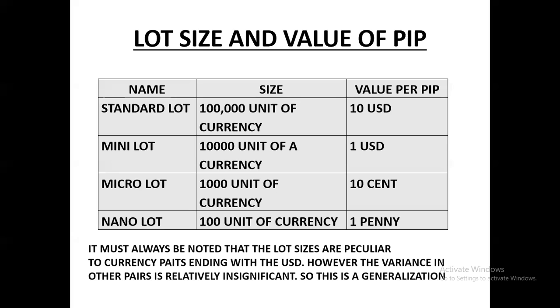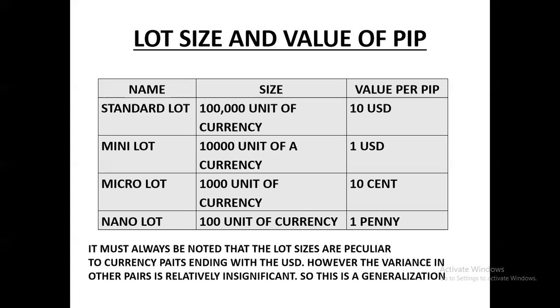Then the nano is not an issue. We can afford to overlook the nano. So the first 3 are major: the standard lot, the mini lot, and the micro lot, then the nano. Just for you to know, you control 100 units of currency there, and the value of a pip in the nano lot is equal to 1 penny. These are things we need to know.